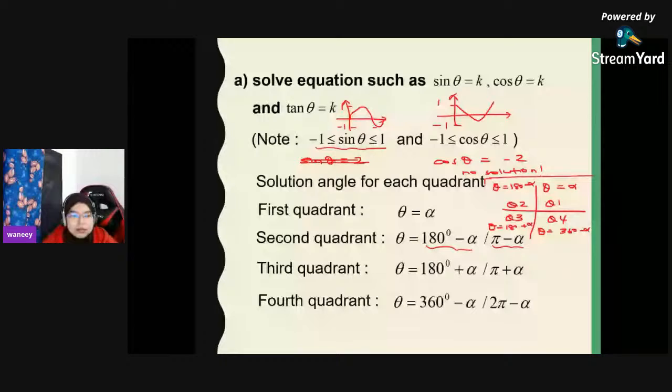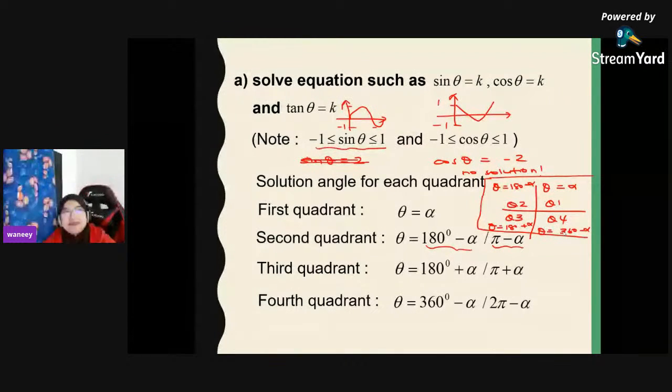10, 9, 8, 7, 6, 5, 4, 3, 2, 1. Suddenly I forgot how to count. Suddenly in the middle I forgot for a moment.